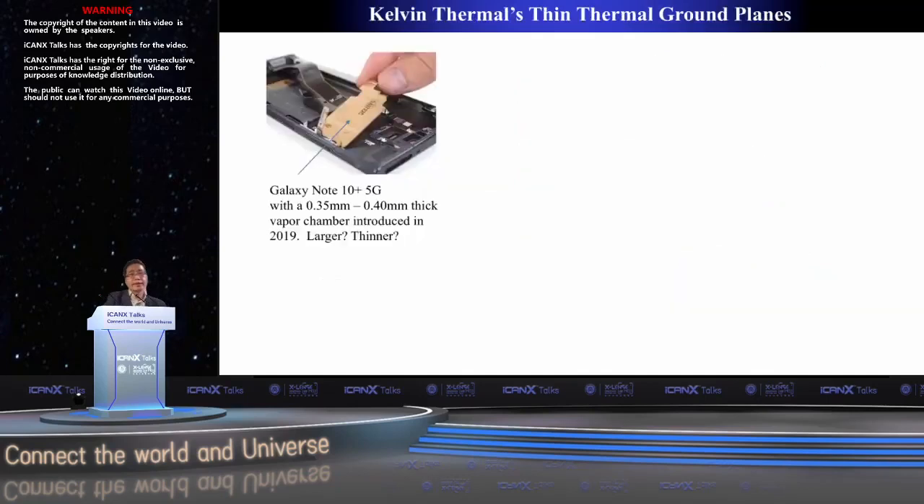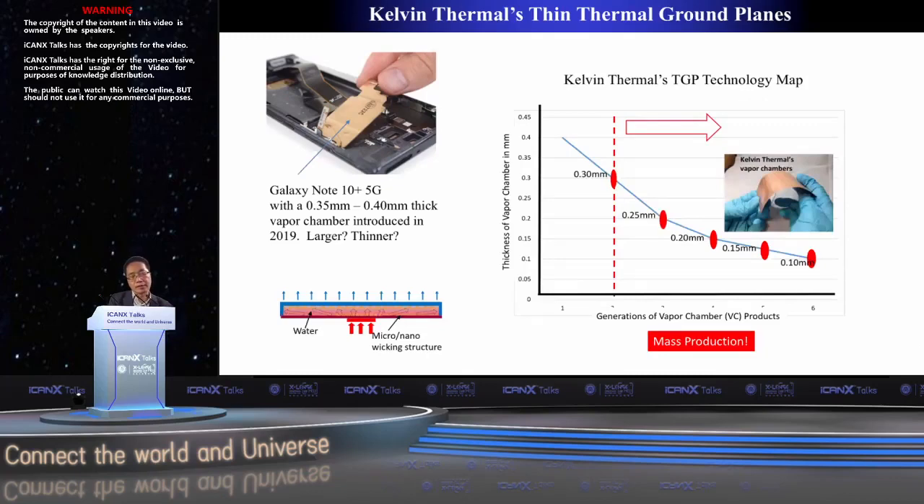Now, we can put this into devices, right? And as I mentioned in the beginning, Samsung Galaxy Note 10 Plus 5G actually uses this. They already use a vapor chamber, and that's on the left side. Basically, it's 0.35 millimeter thick. What we are interested in is making the devices perform much better than the commercial ones in the market. So we are interested in making them even thinner, because we believe thinner ones would be better for thermal management. This one is made by Foxconn, a pretty big company we collaborated with. We co-invested, and we make those, and it's in mass production.